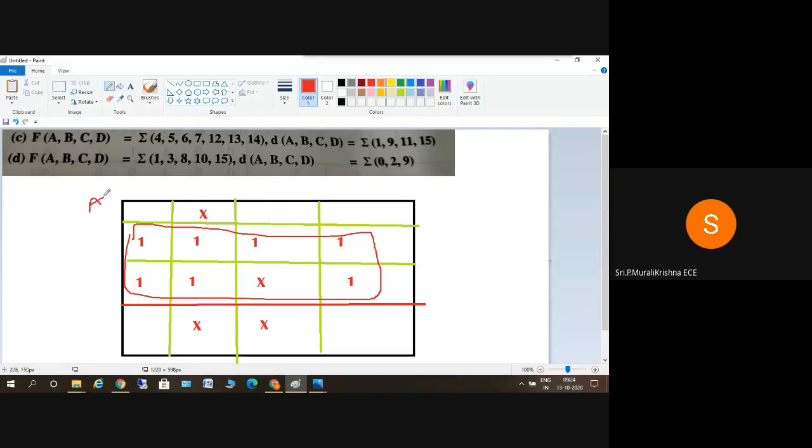So this is AB and this is CD. So 00, 01, 11, 10 for both. So 2 rows are selected here. So when we select 2 rows, what did we get? We got B from these 2 rows. And what about the columns? All the columns are selected, so the column value is 1. So the answer is equal to B here. Clear? Yes, sir.